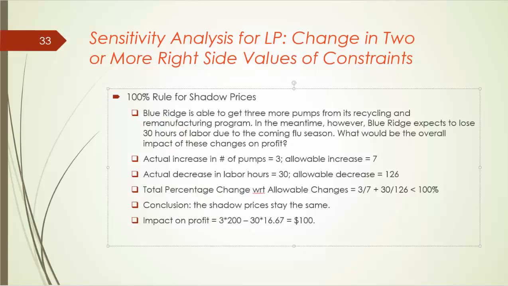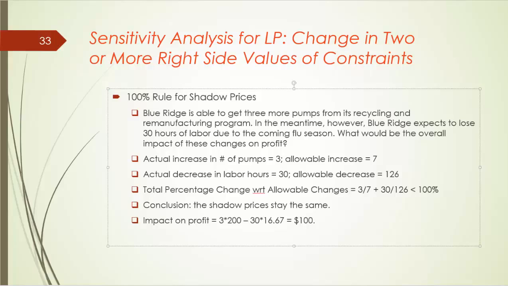When two or more right-hand side values of constraints have changed, we also have a 100% rule, which is different from the one associated with the changes in two or more objective coefficients. This 100% rule for shadow price says that if the total percentage change in right-hand side values with respect to allowable changes is no more than 100%, then the original shadow prices are still valid. Let's consider the following situation.